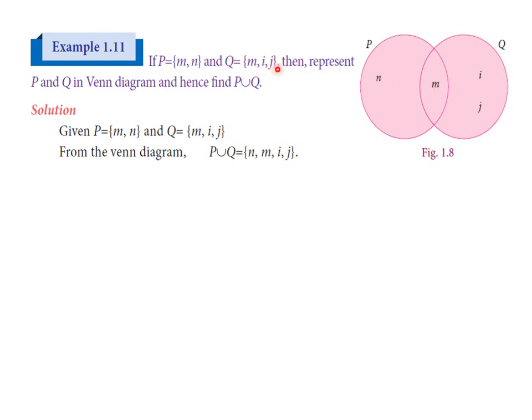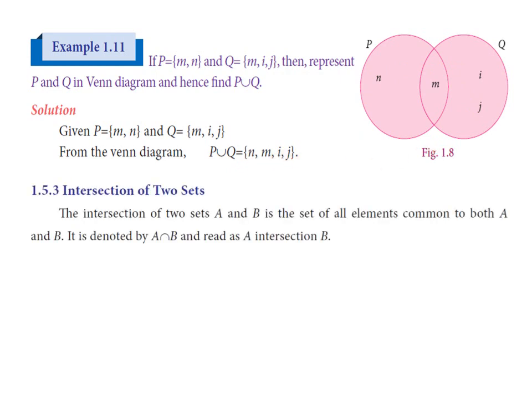Next Q: M, I, J. M is a common element, already we mentioned. So I, J alone you have to write in this part. So this is Q, containing I, M, J, three elements. For writing the union, P union Q is equal to, write all the elements: N, M, I, J.